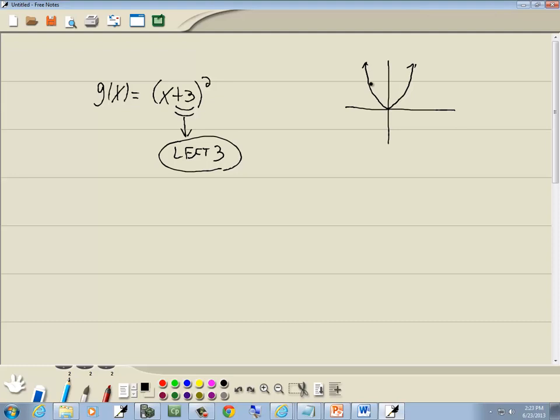Now if you're curious what the graph looks like, our basic graph, remember, of x squared looks like this, the parabola, the U-shape. It still looks exactly the same, except now I'm shifting the entire graph left 3 units. So now it would look like that right there. Again, you don't have to actually do the graphs on these, just describing the transformations is all I'm looking for.